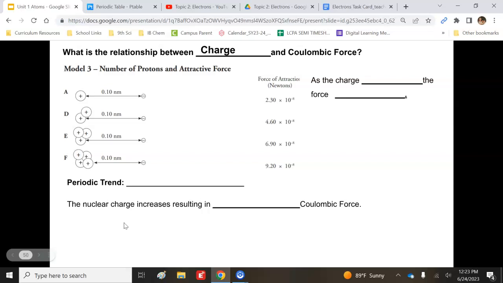Next up, we're going to look at the relationship between charge and Coulombic force. So those two different variables in force were distance and charge, and so now we're looking at charge. If we look at the model here, notice we are keeping distance constant. We cannot have more than one independent variable. So right now our independent variable is charge.